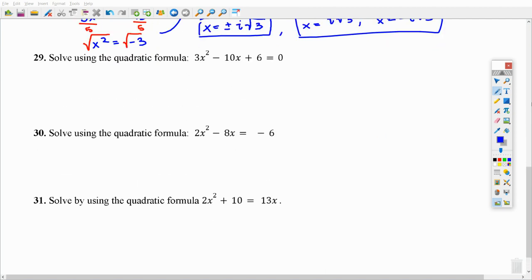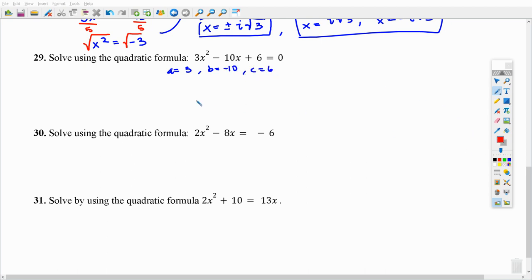All right, last couple questions here. So these ones are all solving using the quadratic formula. So first thing, you got to make sure it's in standard form. It's equal to 0. So this first one is equal to 0, so we're good. So we're going to just find our a, b, and c. A is 3, b is -10, and c is 6.